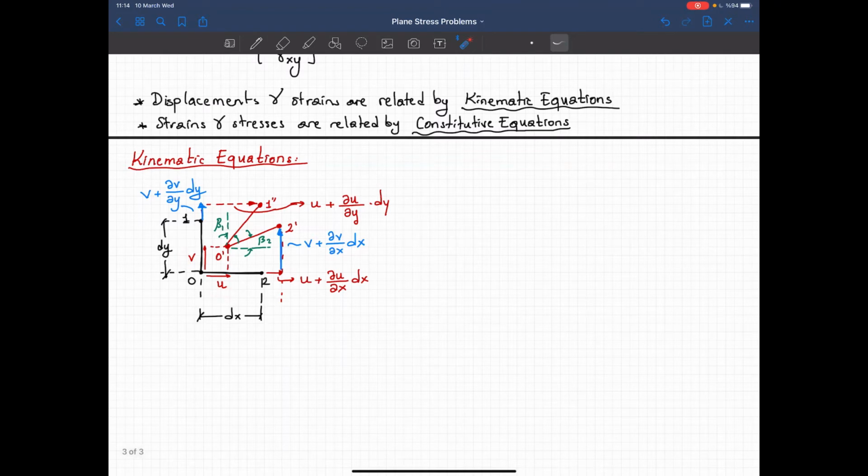Now the horizontal displacement of 2 is equal to u plus change of horizontal displacement with respect to x multiplied with the length of the member, and the vertical translation of 2 will be v plus the change of vertical displacement with respect to x multiplied with the length of the member, and you can write the same equation for point 1. Now let's use engineering strain definition. So we are here assuming that the strains are small. Let's use engineering strain.